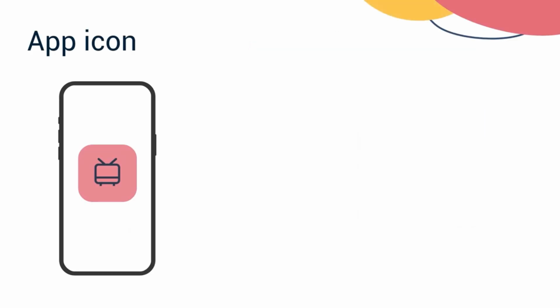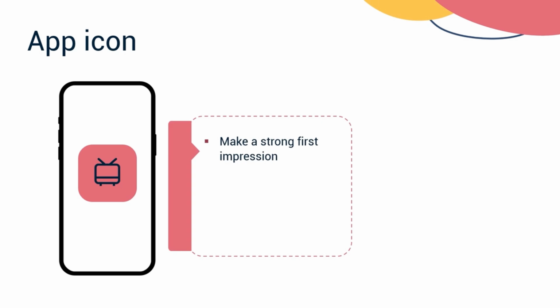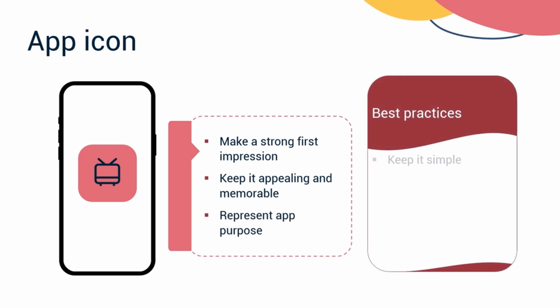The app icon is the first impression users will have of your app. It should be visually appealing, memorable, and representative of your app's purpose. Some best practices include keeping the design simple to avoid clutter at smaller sizes, using consistent colors and styles that align with your brand identity, and ensuring scalability so that the icon looks good on different screens, from the App Store to the home screen.